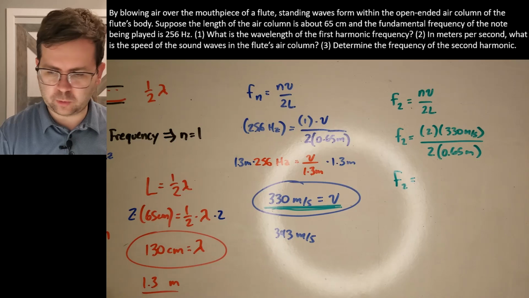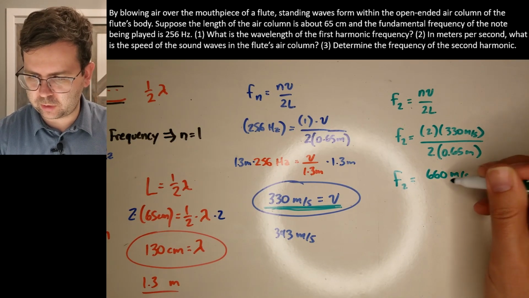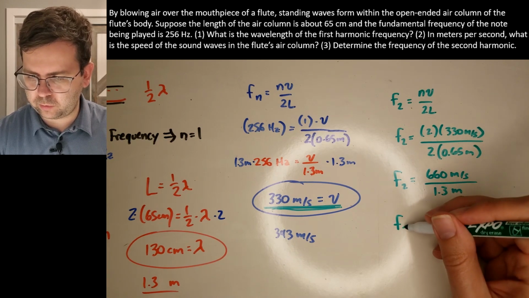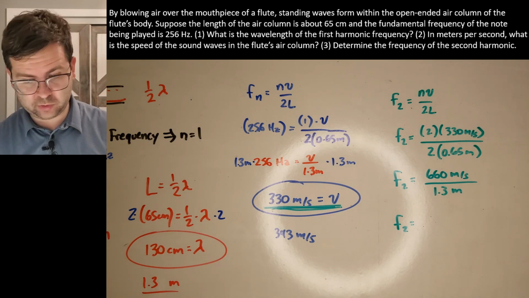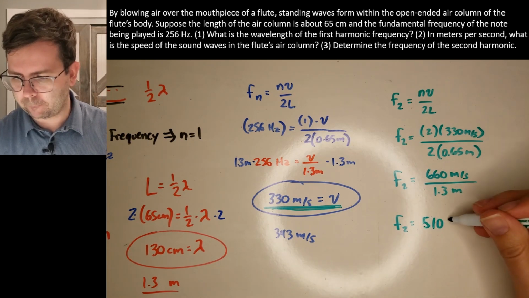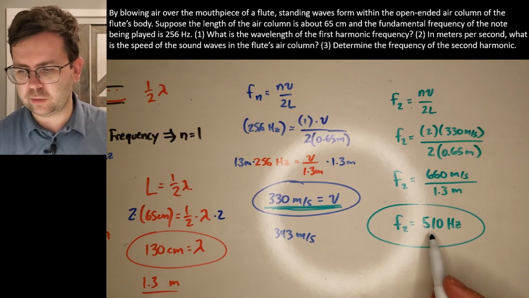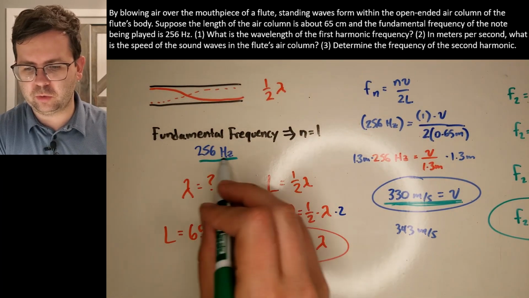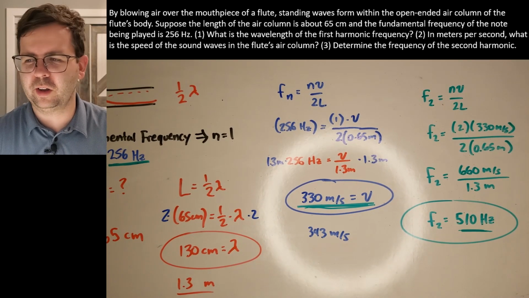So now we kind of do some multiplying here. So this is going to be 660 meters per second divided by 1.3 meters. And so our frequency of the second harmonic is equal to 660 divided by 1.3, 510 rounded up there. Now I did this kind of the long way, but you might know, okay, this is just double the original fundamental frequency over here of 256. So we did it the longhand way, but you might see the shortcut there and take the shortcut option.